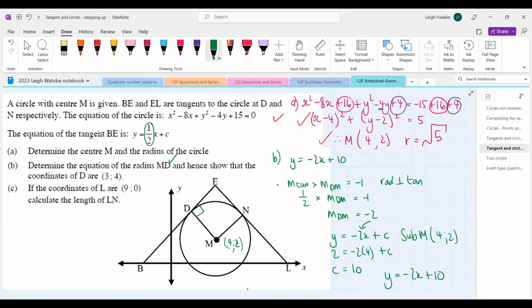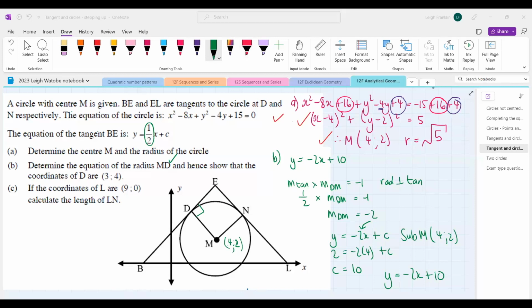And the line dm goes through point M. You don't have the coordinates at D yet. It says, and hence show that the coordinates of D are 3 and 4. So you can use the coordinates of any point on a line to find the equation of that line. That's why we're subbing in M in this case. So the 2 is the y coordinate, the 4 is the x coordinate, and that makes C equal to 10.